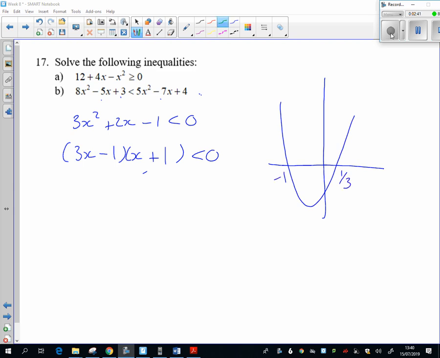I'm looking for it to be less than 0, so I'm looking for that region there. Just label that up. Okay, so that's going to be any value of x between minus 1 and a third, and there's no equals line in the question, so I don't have the equals line in my final answer.